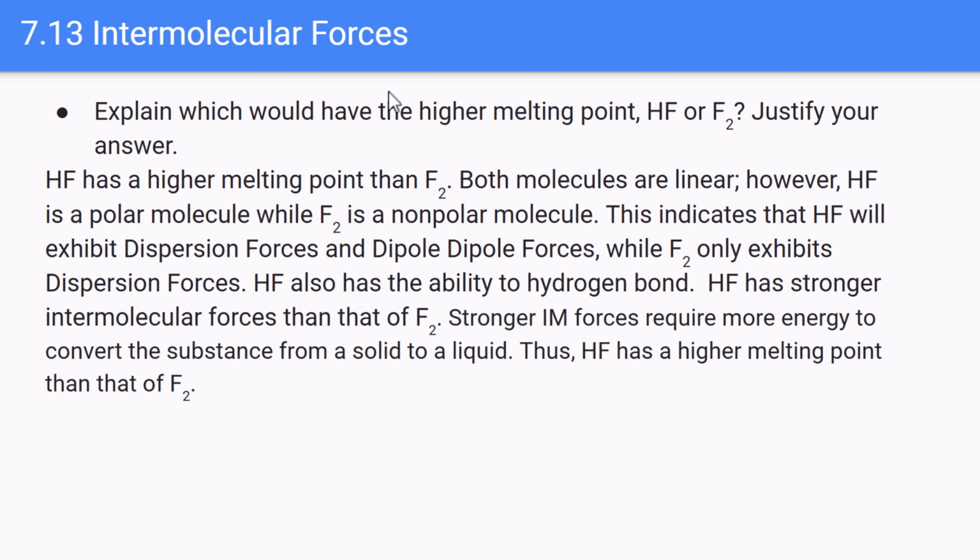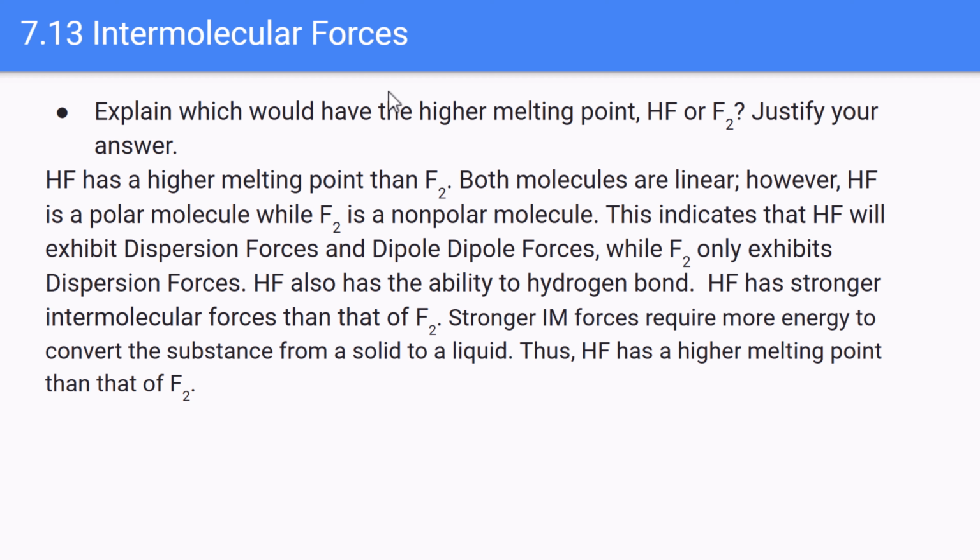I would write out that HF has a higher melting point than that of F2. Both molecules are linear, however, HF is a polar molecule while F2 is a nonpolar molecule. This indicates that HF will exhibit London dispersion and dipole-dipole forces, while F2 only exhibits London dispersion forces. HF also has the ability to hydrogen bond. HF has stronger intermolecular forces than that of F2. Stronger IM forces require more energy to convert the substance from a solid to a liquid, thus HF has a higher melting point than that of F2.